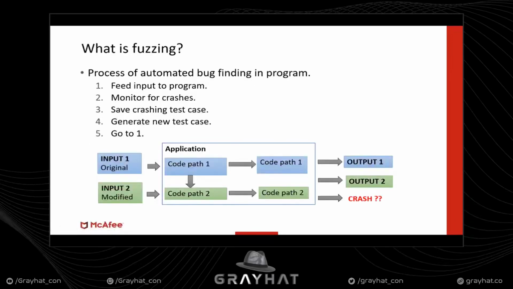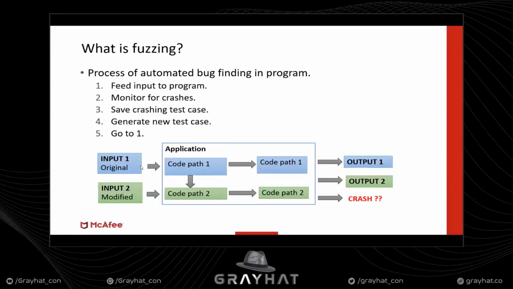Fuzzing is a process of automated bug finding in a program, and it consists of various steps: feed input to the program and then monitor it for any kind of crash. If we find that a particular input is crashing the program, then that test case needs to be saved. After that, we need to generate a new test case and repeat the same process: feed that test case to the program, monitor for crashes, save the test case, generate a new test case and repeat. So that is what we call fuzzing.